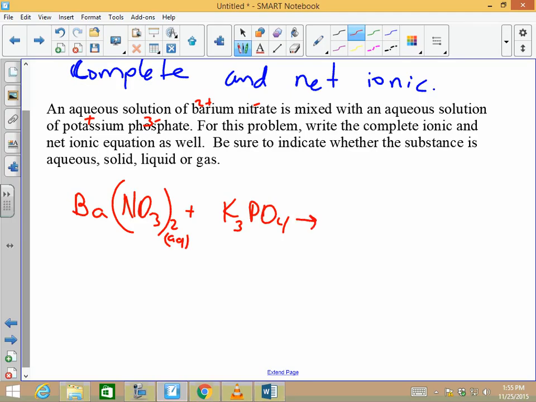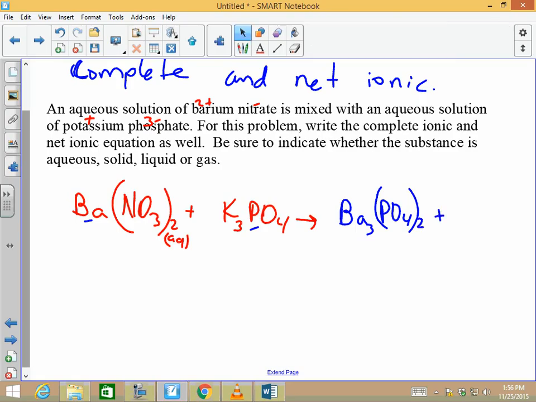I will get a double displacement, and this metal will combine with this non-metal. So barium is Ba, phosphate is PO4. The 3 charge from phosphate goes to barium, and the charge of 2 from barium goes to phosphate. And what's left over is this metal with this non-metal, both charges of 1. That would be potassium nitrate.